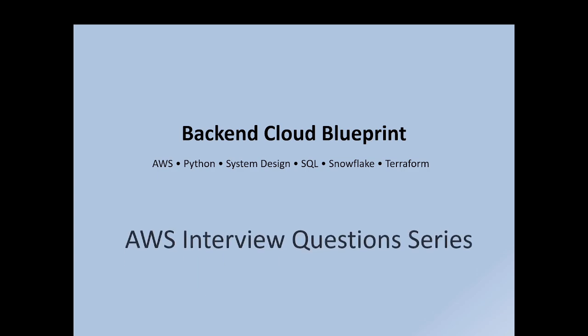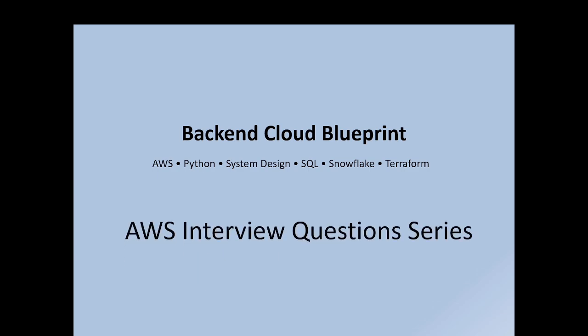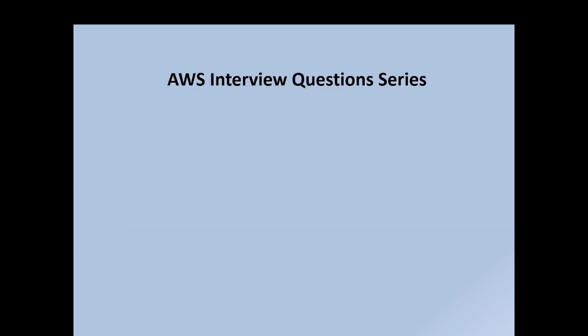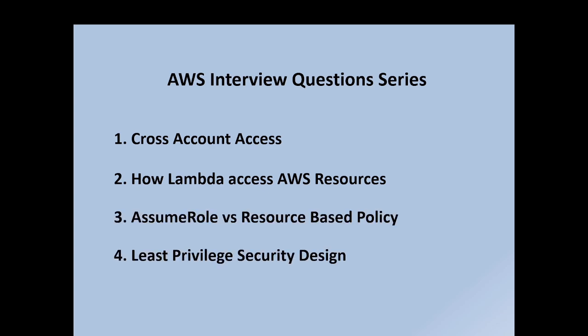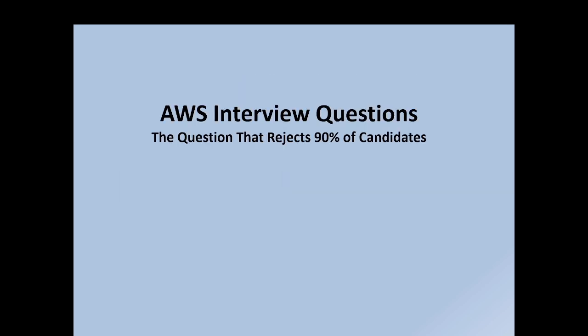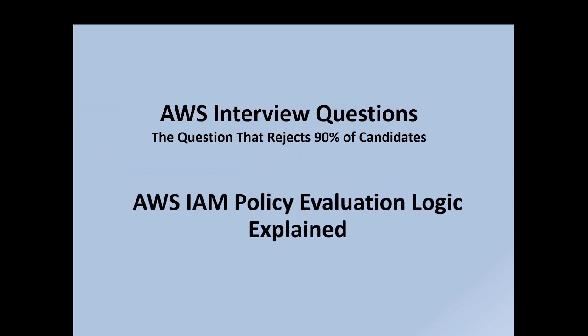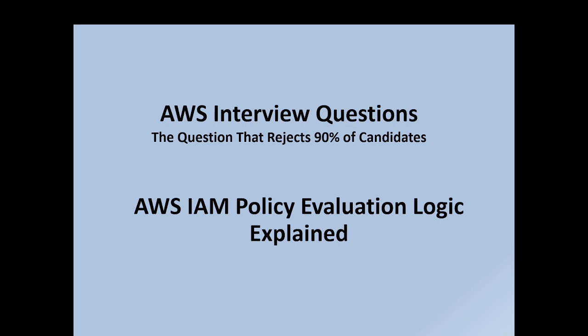Today we will discuss an AWS interview question related to IAM policy evaluation logic. In the previous videos we have discussed cross account access, how Lambda gets access to AWS resources, assume role versus resource based policies, and least privilege security design. Today we are going one step deeper. We are going to understand the basic logic AWS uses to evaluate a request and decide whether to allow it or deny. This is where AWS IAM policy evaluation logic comes into the picture.